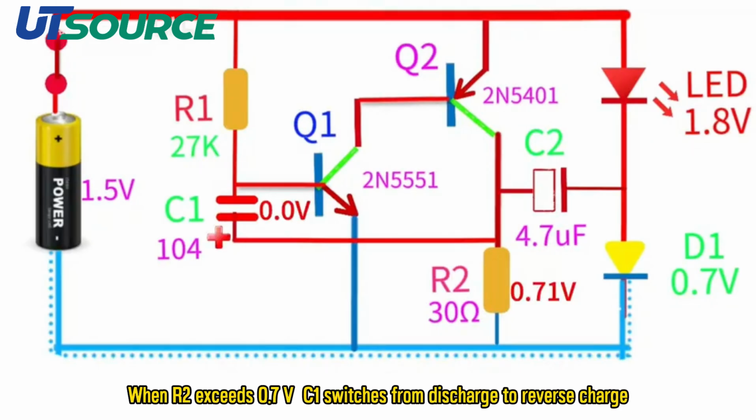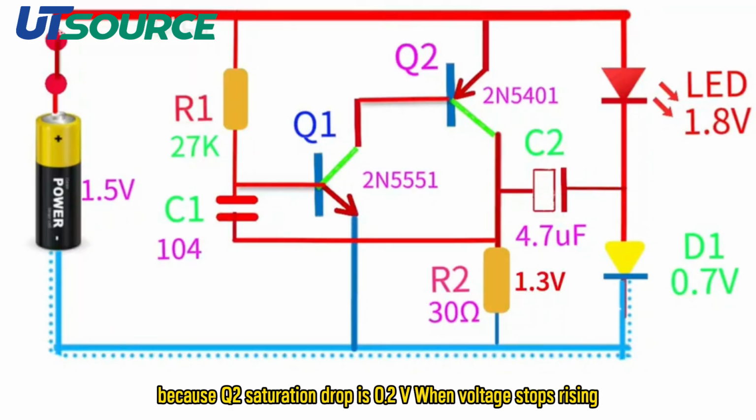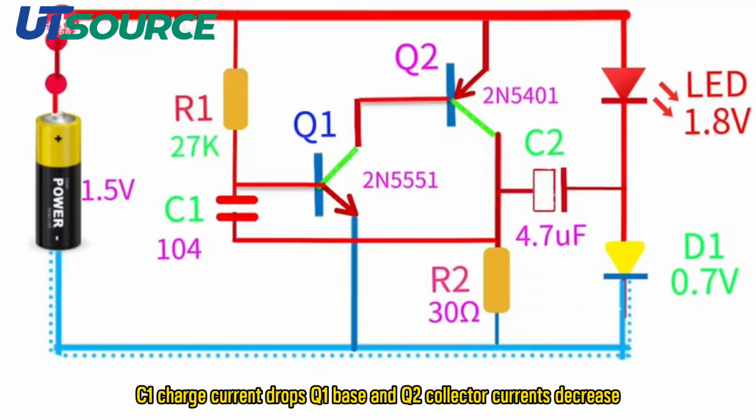When R2 exceeds 0.7 volts, C1 switches from discharge to reverse charge. Meanwhile, C2 starts charging, and R2 voltage stops rising at 1.3 volt, because Q2 saturation drop is 0.2 volt. When voltage stops rising, C1 charge current drops, and Q1 base and Q2 collector currents decrease.